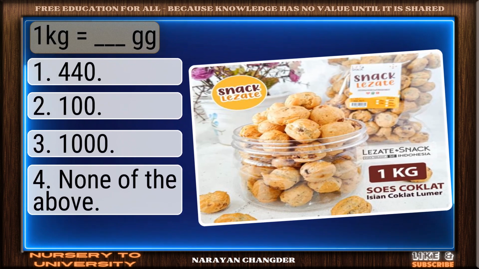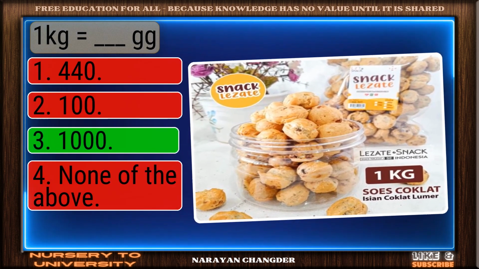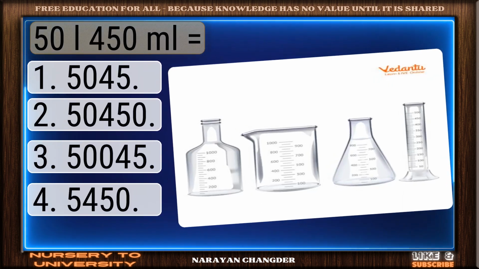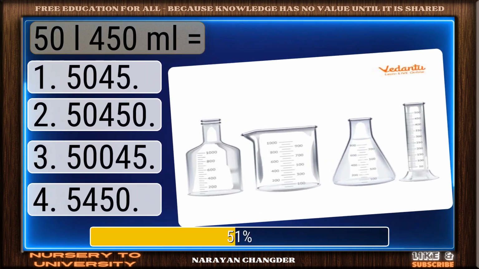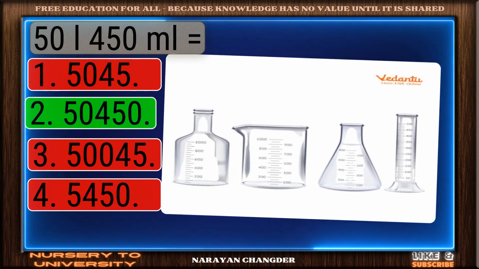1 kg equal to dash g. Well reasoned. 1000 is the correct choice. 5 L 450 ml equal to? Right again. 5450 is a valid answer.